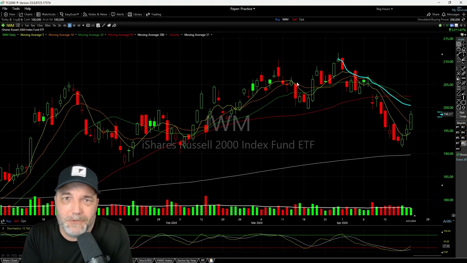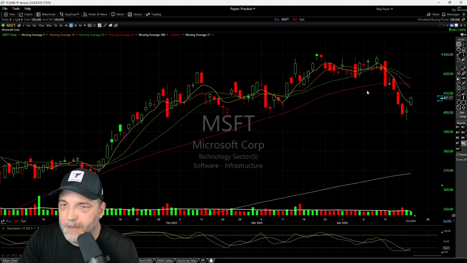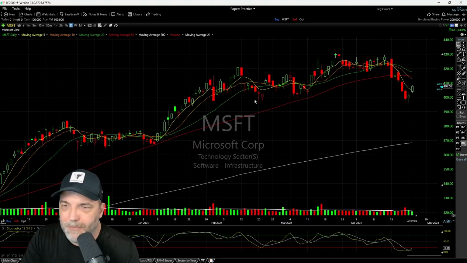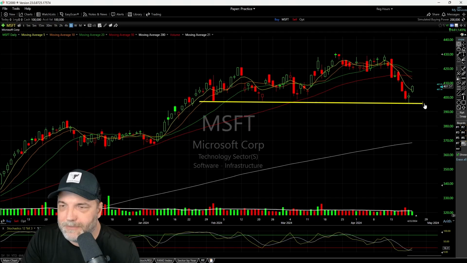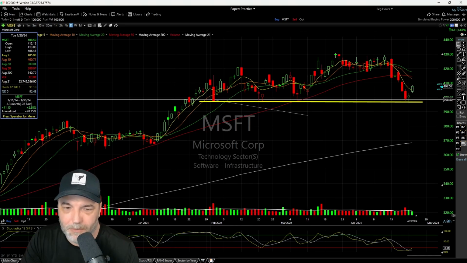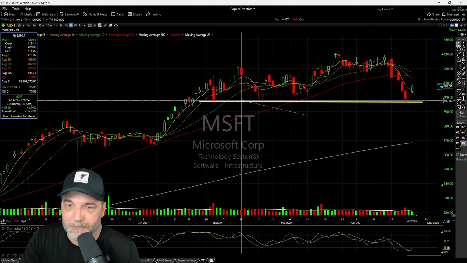But what about on individual stocks? Let's take a look at those too. On the individual plays, you have Microsoft. Now, how the heck would you play this one? You have a huge support level right here at this like 398 area. And man, it has been bouncing off of this level for a while now, going all the way back to late January. It's been bouncing off of it.